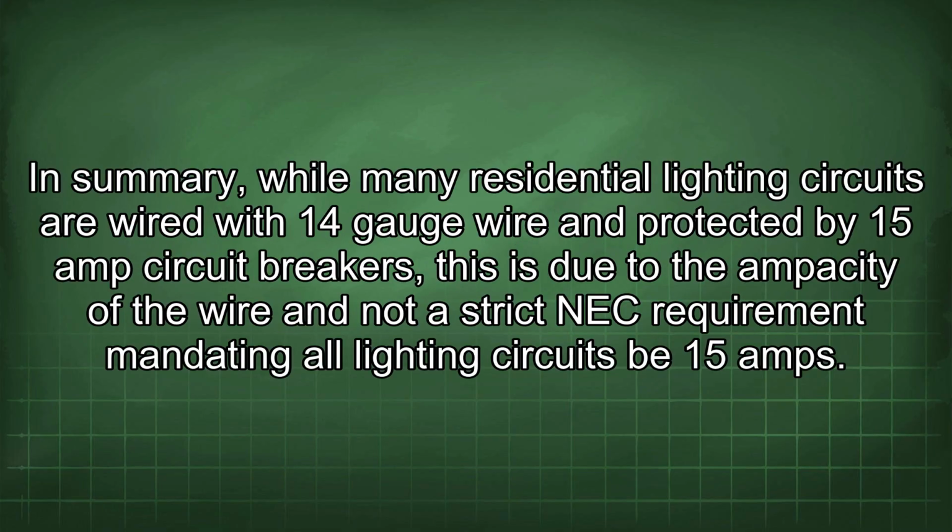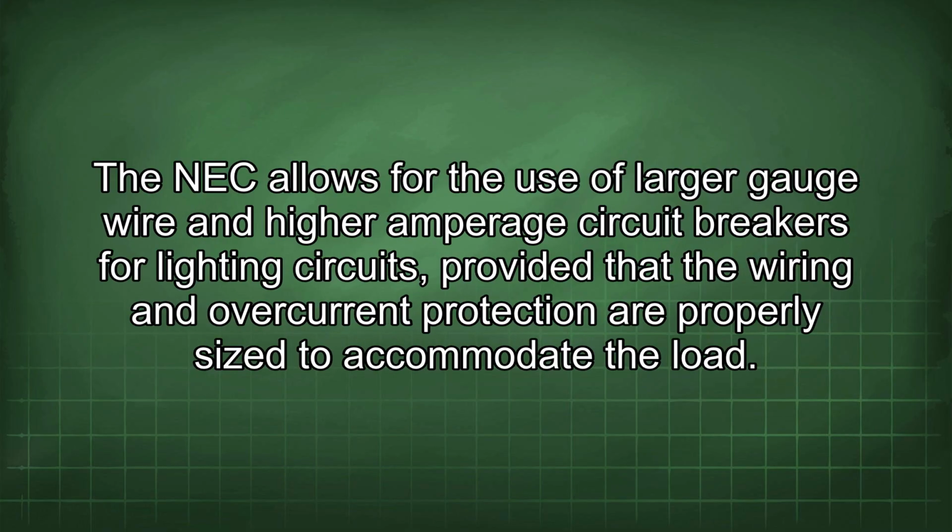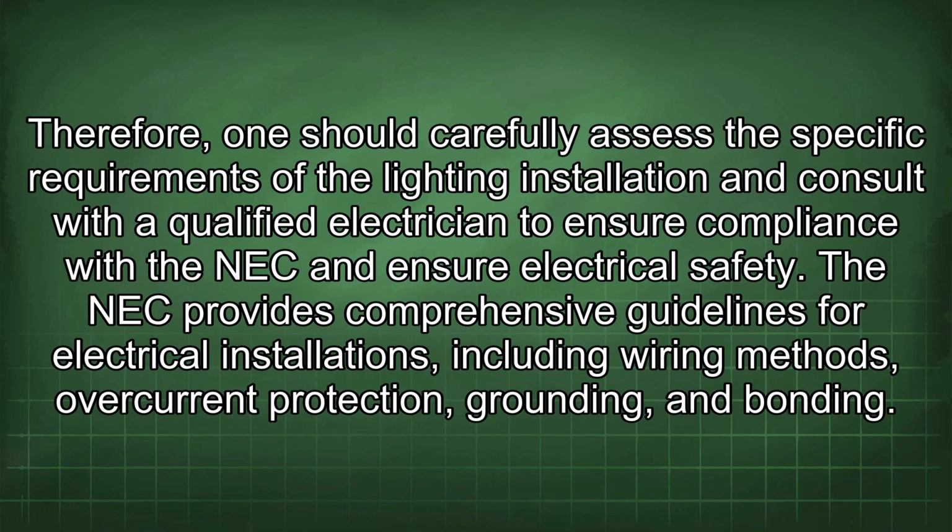In summary, while many residential lighting circuits are wired with 14-gauge wire and protected by 15-amp circuit breakers, this is due to the ampacity of the wire and not a strict NEC requirement mandating all lighting circuits be 15 amps. The NEC allows for the use of larger gauge wire and higher amperage circuit breakers for lighting circuits, provided that the wiring and overcurrent protection are properly sized to accommodate the load. Therefore, one should carefully assess the specific requirements of the lighting installation and consult with a qualified electrician to ensure compliance with the NEC and ensure electrical safety.